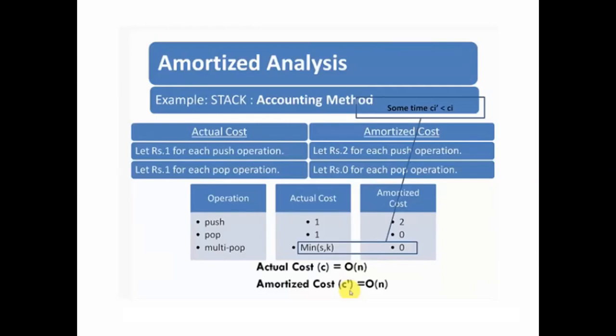See, I am taking the stack operations. In stack we have two costs here, one is actual cost, another one is amortized cost. In this accounting method, we are providing a cost for each operation. For the push operation, the actual cost is 1 rupee. For amortized cost, we spend 2 rupees for the push operation. For the pop operation, we spend 0. For example, you should understand what amortized cost means.